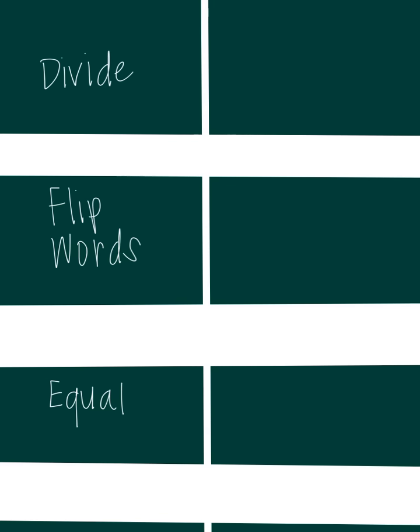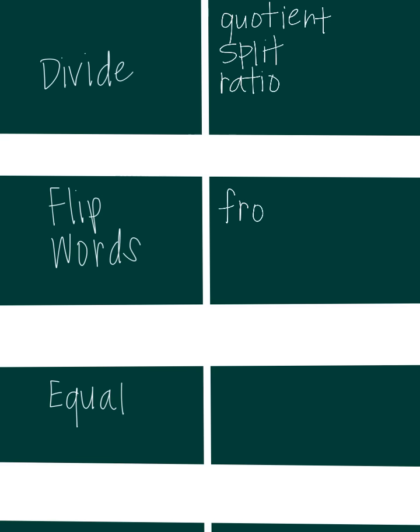Keywords for division to look for would be quotient, split, ratio, keywords for flip words, which I'll explain what that means more in just a minute, would be from or than.